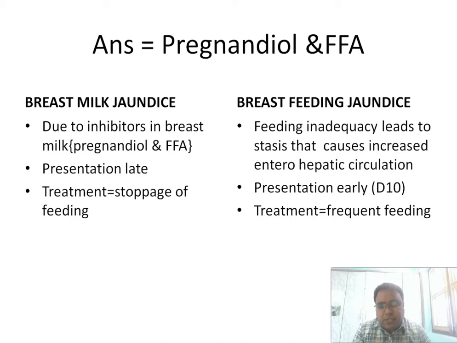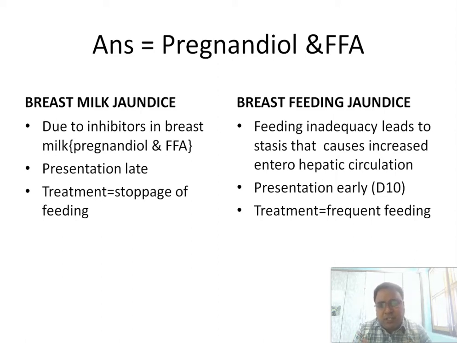Breast milk jaundice is because of the presence of inhibitors in the milk itself. The inhibitors are pregnenolone and free fatty acid. But breastfeeding jaundice is because of feeding inadequacy. Because of the feeding inadequacy, that leads to stasis, that leads to increased enterohepatic circulation, and that is the cause of the jaundice. So breast milk jaundice presents a little bit later, but breastfeeding jaundice presents a little bit earlier. Early in the neonatal period, within day 10 itself, the baby can present with breastfeeding jaundice.